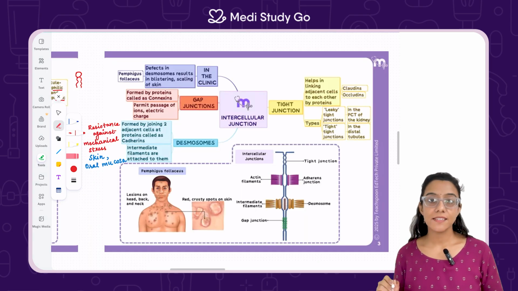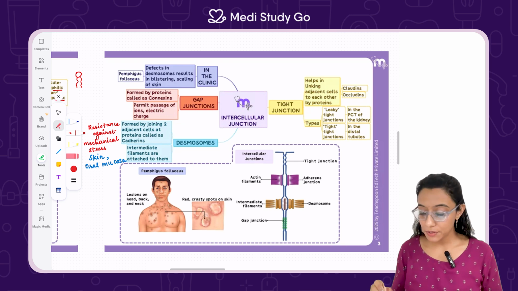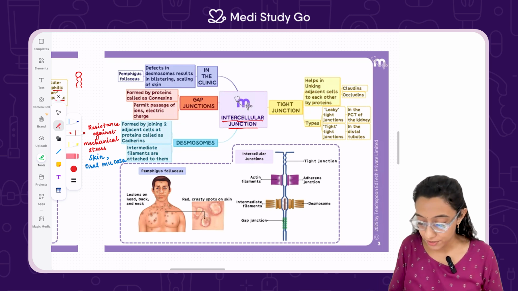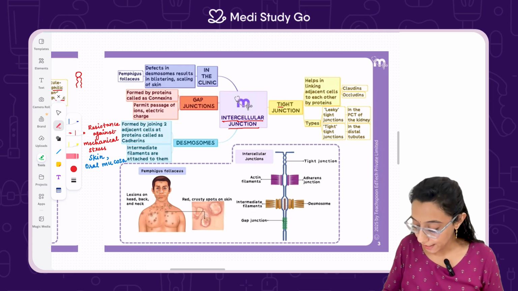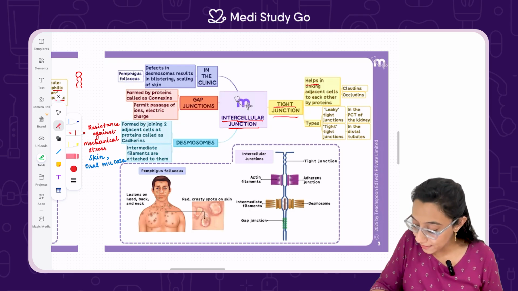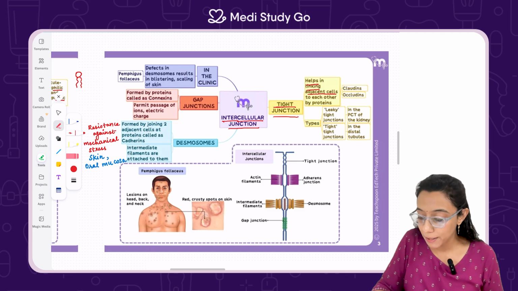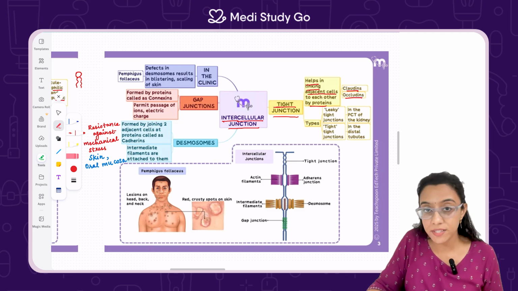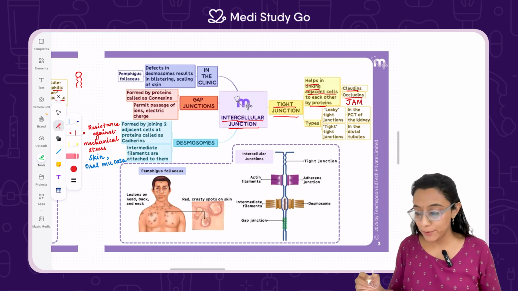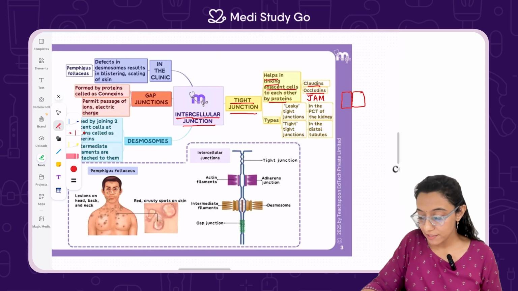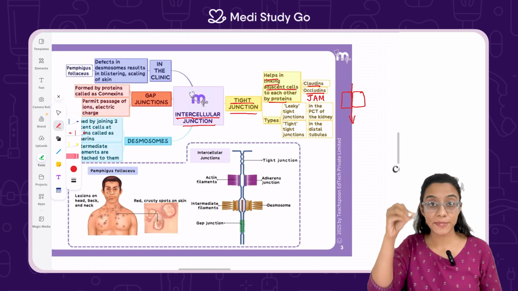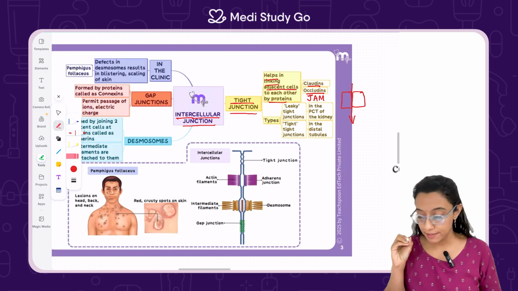Now neighboring cells in the tissues are connected to each other by specialized structures called intercellular junctions, right? There are different types of intercellular junctions. There is the tight junction, which helps in linking the adjacent cells to each other by proteins such as claudins or occludins, and junctional adhesion molecules known as JAM proteins, right? Now these tight junctions prevent the passage of molecules from between two cells, which is called paracellular transport, okay?